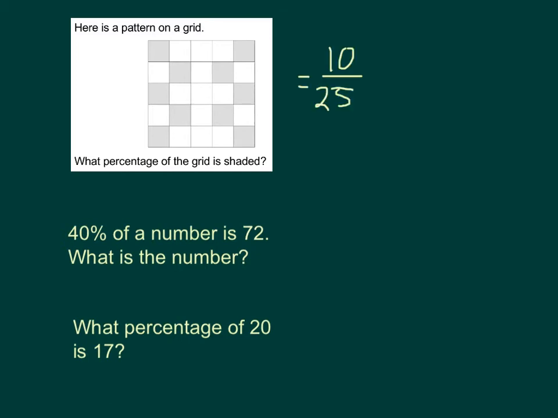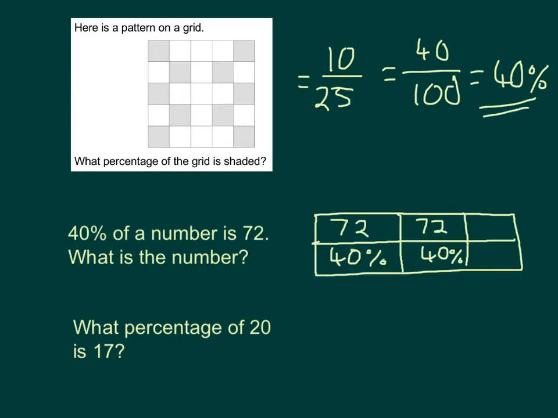The key for the first one is writing it as a fraction. I've got 10 shaded blocks out of 25. Now, I'll know to make that out of 100, I'll need to multiply by 4. So, 100 as the denominator and 40 as the numerator, giving me 40%. I can check that by looking and realising, yeah, it is slightly less than half that are shaded.